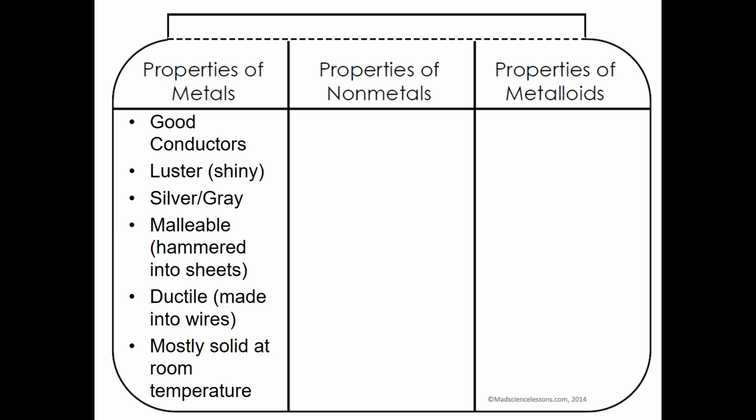Okay, that metal piece is going to be a good conductor of heat and electricity, right? That's why we use metal for wires. That's why we use metal to cook on the stove or in the oven, because it's a good conductor. It's going to be shiny or lustrous. They're usually going to be silver or gray in color. Some of them are a little yellow like gold, but most of them are going to be silver gray.